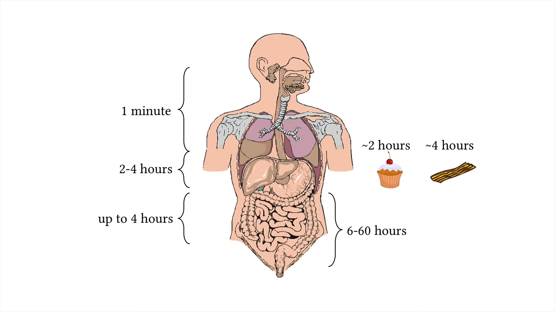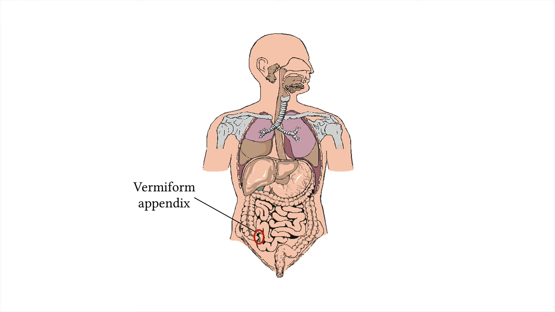In the diagram, there's one more organ I need to mention. It's the vermiform appendix. The term vermiform just means worm-shaped, and it refers to the overall shape of this body part. For years, it was unknown what the appendix's role was in the body, but recent research has helped us to learn more about it.